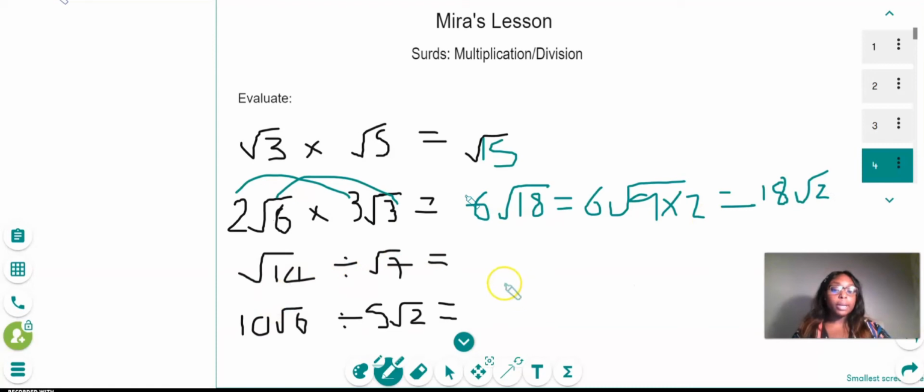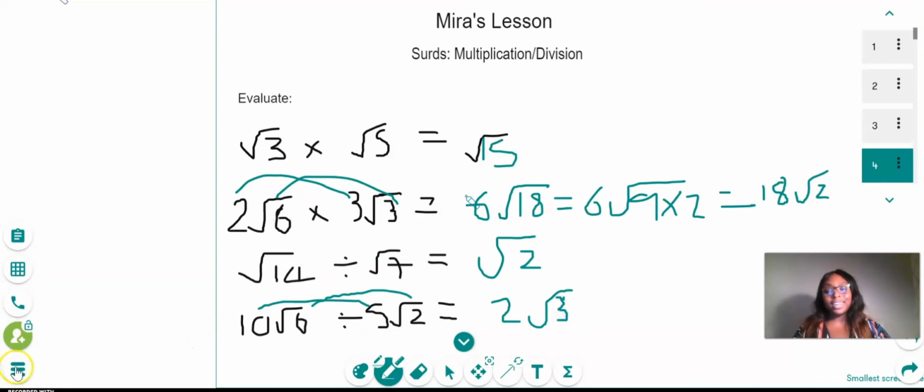Next, we have root 14 divided by root 7. So again, just like the multiplication, you can use the numbers on the inside. So root 14 divided by root 7 would be the same as 14 divided by 7, which will give us the answer of root 2. And next we have 10 root 6 divided by 5 root 2. So we can divide both the outer numbers and the inside numbers. So we do 10 divided by 5, which will give us 2. And then we do root 6 divided by root 2, which will give us root 3. And that is how to multiply and divide surds.